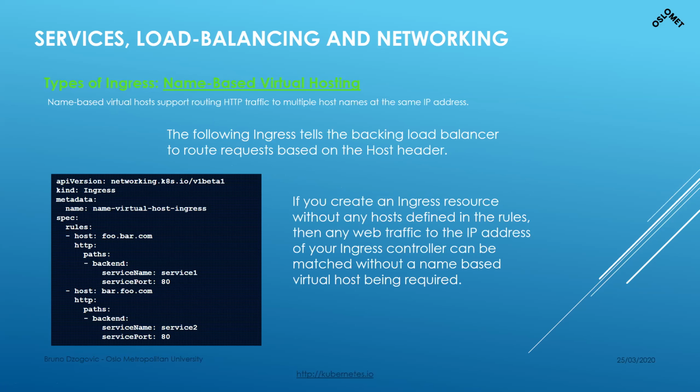Then you have another way to do this. You can specify the name, the virtual host ingress, so you can access it later. Then you specify the specs and the rules. One of the hosts is going to be foo.bar.com and the other bar.foo.com, so you have two websites. They're all listening on port 80, so you don't have to use different ports. Otherwise, this would be impossible to do. So you see where it goes.